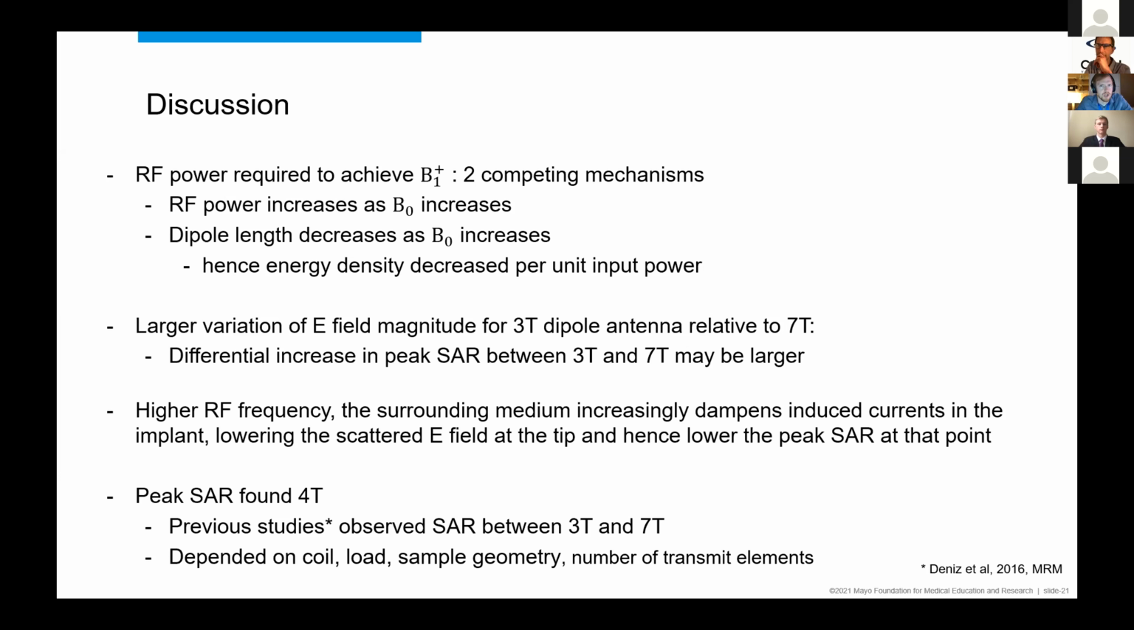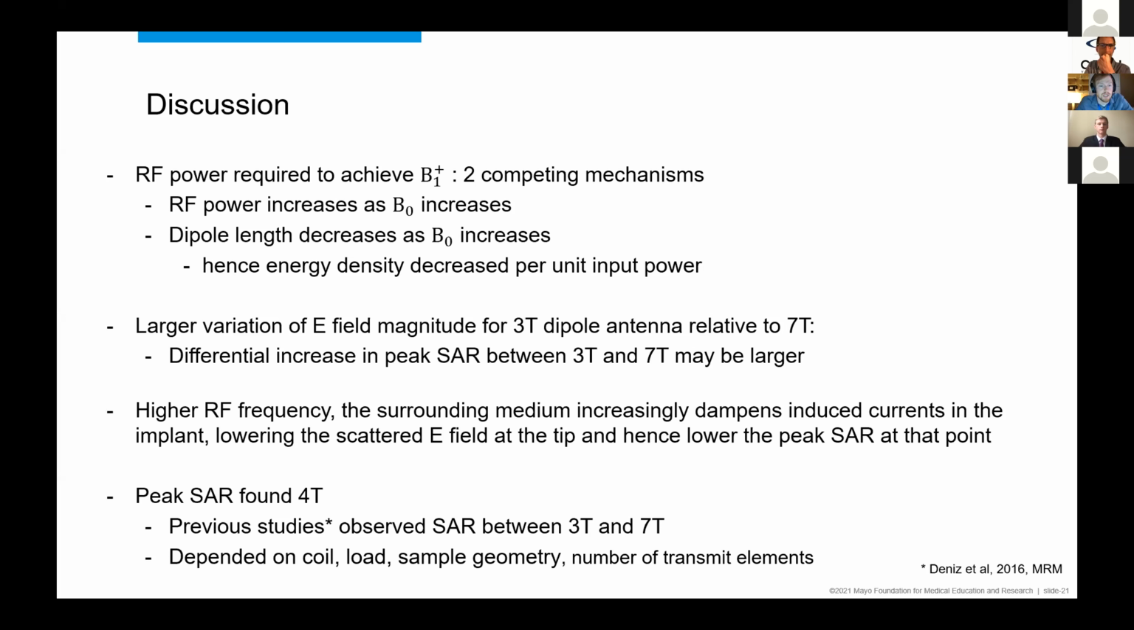We also saw, when I showed you the graph of the E-field magnitude along the length of the implant, there was a larger variation of that E-field magnitude for the 3 Tesla dipole relative to the 7 Tesla dipole. And this differential increase in peak SAR between 3 Tesla and 7 Tesla may have been larger had that been taken into account.